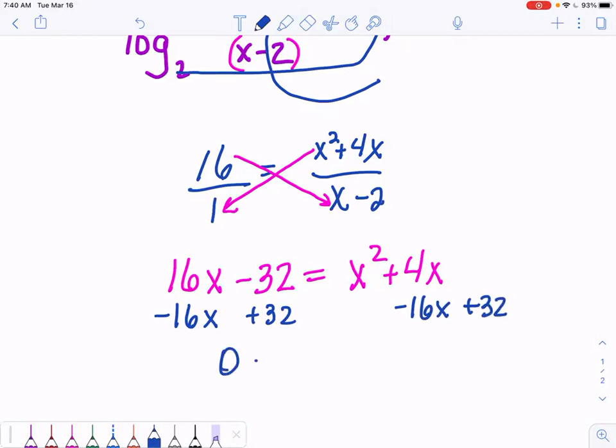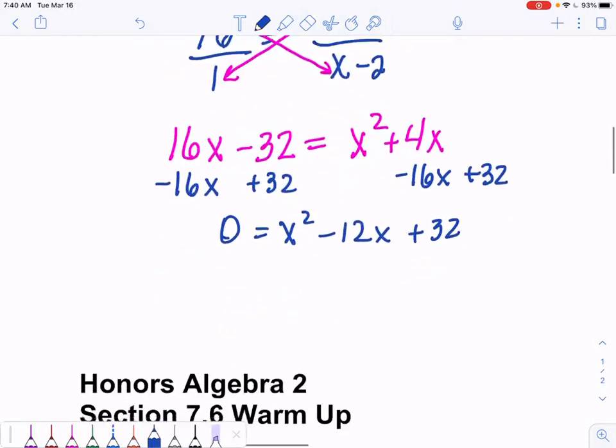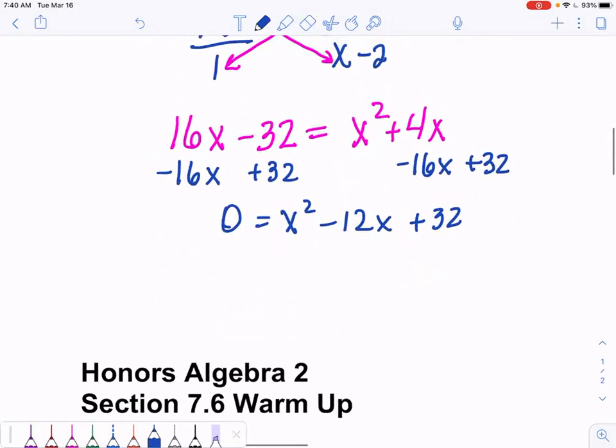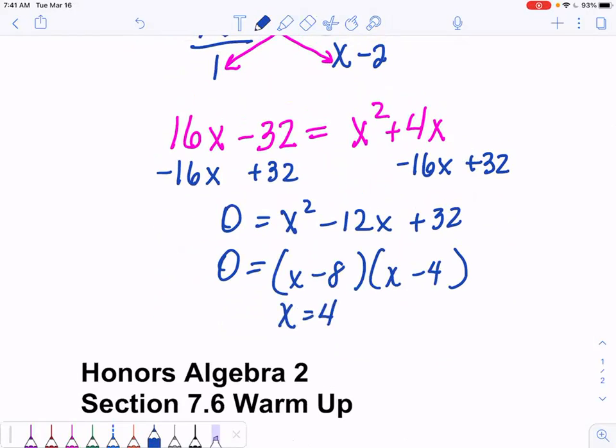So move everything to one side. And she said set it equal to 0. So Jordan, 2 numbers that multiply to be 32, but combined to be negative 12. Perfect. Oops, that one's not 4. That one's 8.